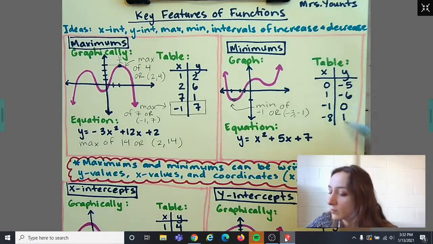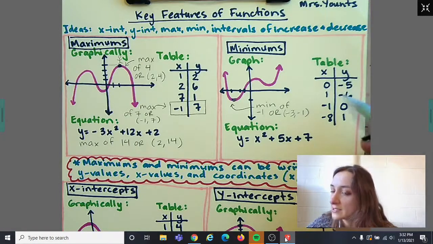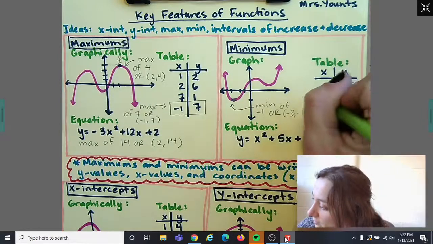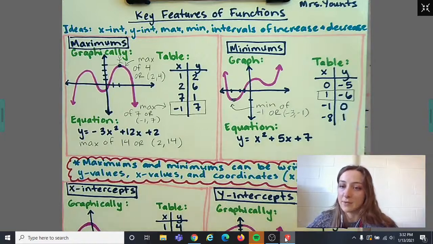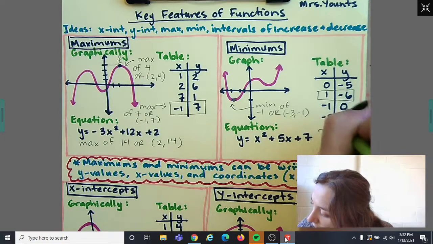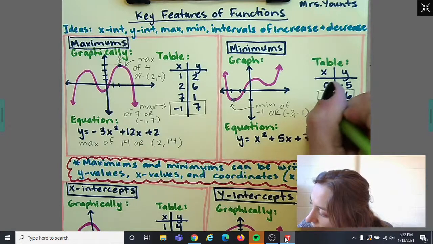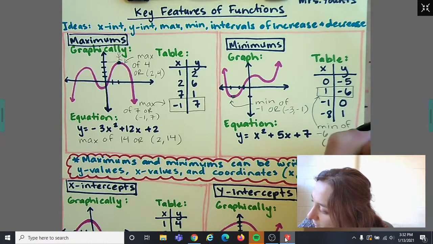So let's look at the table. And again, we're only worried about how low it's going, so we're only looking at the y values here. And we can see that the lowest value that we have, the most negative value, is -6. So this minimum is occurring at 1, -6, or we could say the minimum is -6. So min of -6, or we could say that it's occurring at 1, -6.